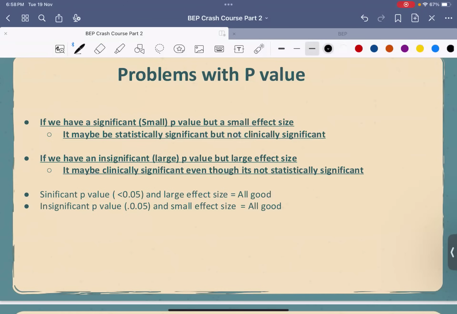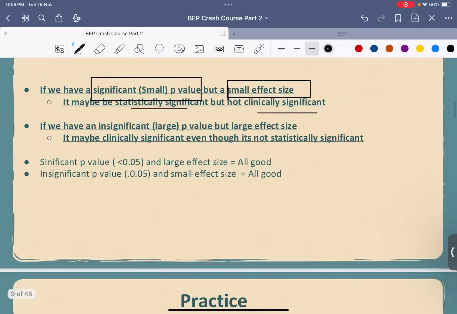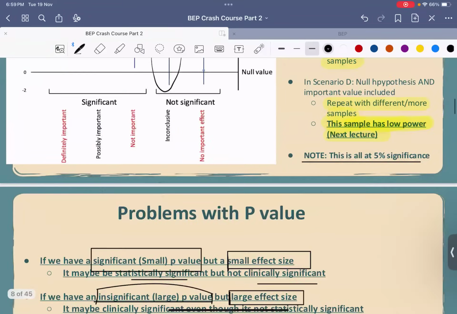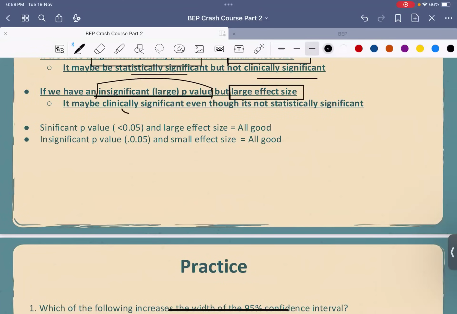If we have a significant or small p-value with a small effect size, so small plus small, then the data might be statistically significant because the p-value is small, but it's not clinically significant because the effect size is small as well. Okay, if we have an insignificant or large p-value and then we have a large effect size, just like case D, then it may be clinically significant even though it's not statistically significant.